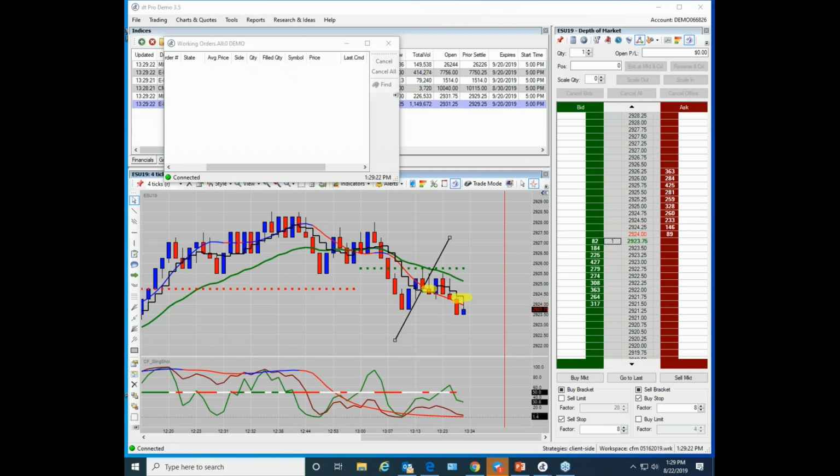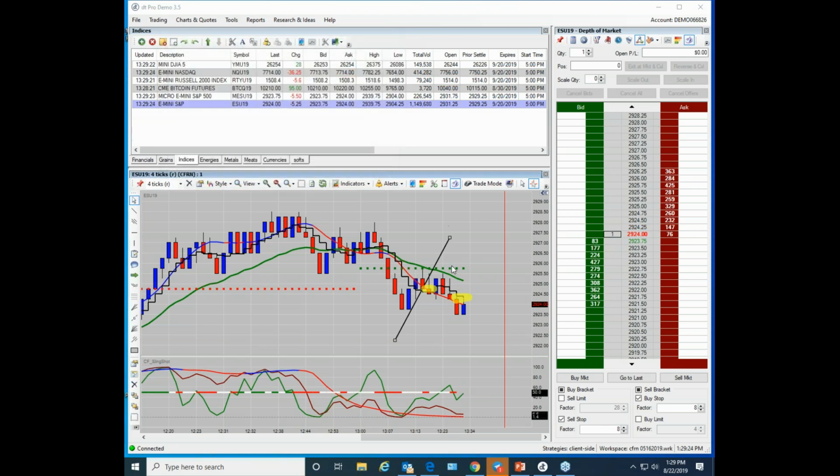So again, why did we do that? Number one, we identified the market was trending, right? What does trending mean? The market was making lower lows, right? Making lower lows.